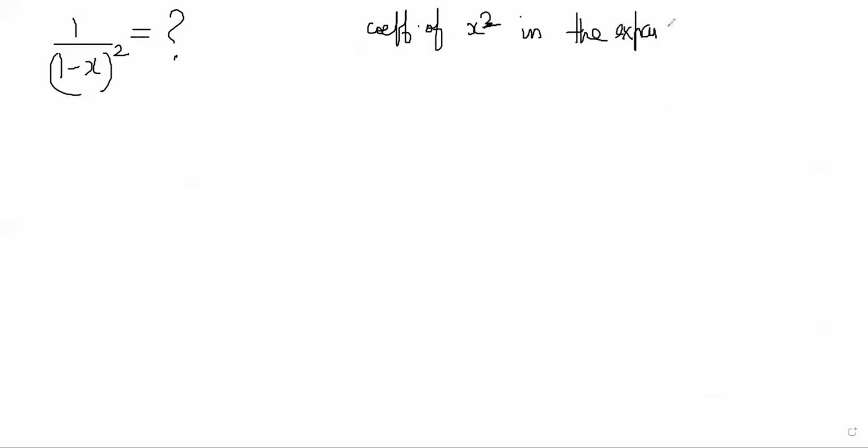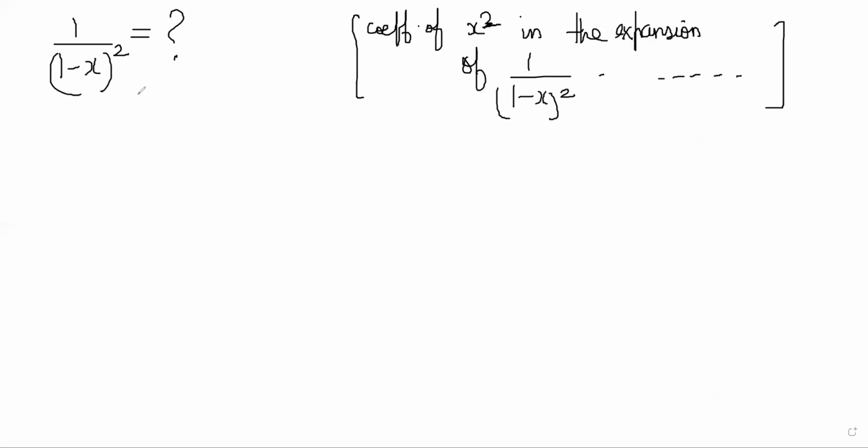So for example, if someone asks you the power series for 1 by (1 minus x) whole square, or basically they may not ask you in that way. They may ask you, what is the coefficient of x square in the expansion of 1 by (1 minus x) squared? This could be a question. This type of question happens a lot in combinatorics, right? So if this is a question, then what I will do, I know the power series for 1 by 1 minus x is equal to this, right?